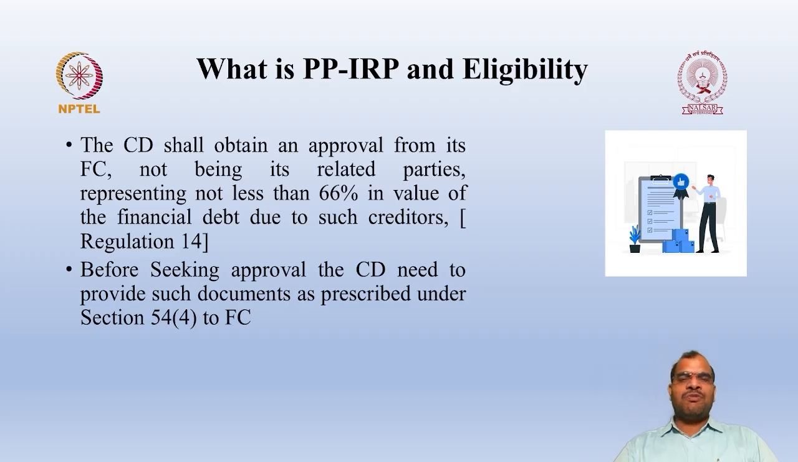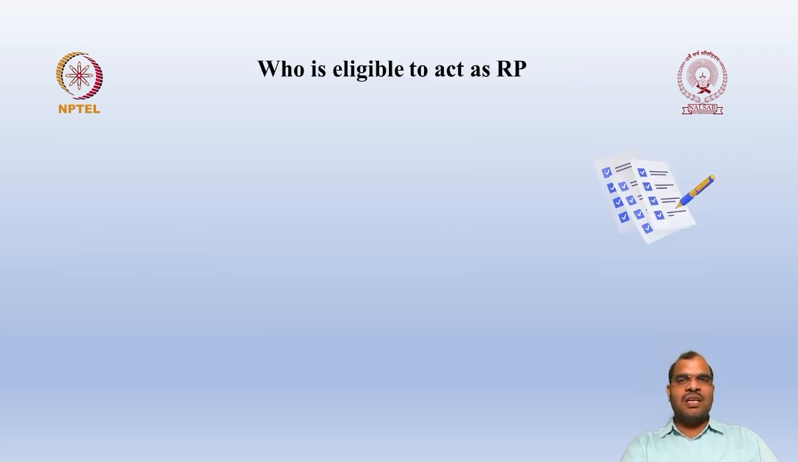So under section 54 subsection 4, we already have the provisions we have discussed, where if you want to get the approval from the financial creditor, you are expected to give certain documents. Certain documents and certain disclosures must be made to the financial creditors. All these disclosures and documents we have already discussed in the previous lessons. So before seeking approval, the CD needs to provide such documents as may be prescribed under the legislation.